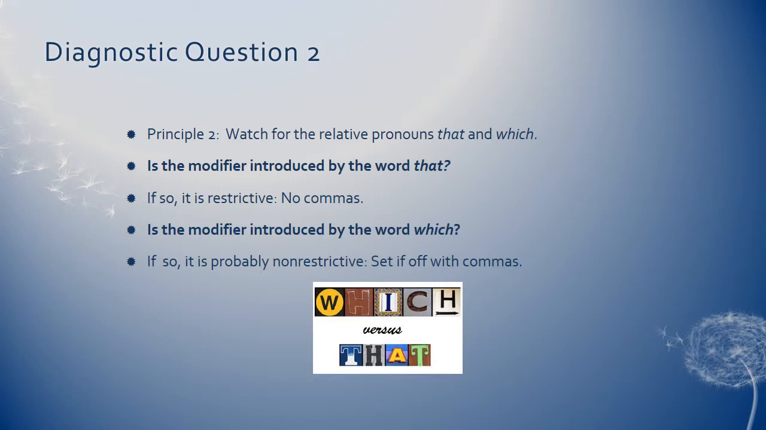However, which can act as a synonym for that. And so just because you see which doesn't mean you use a comma all the time. Many writers use which in a restrictive sense, but usually we use it in a non-restrictive sense.